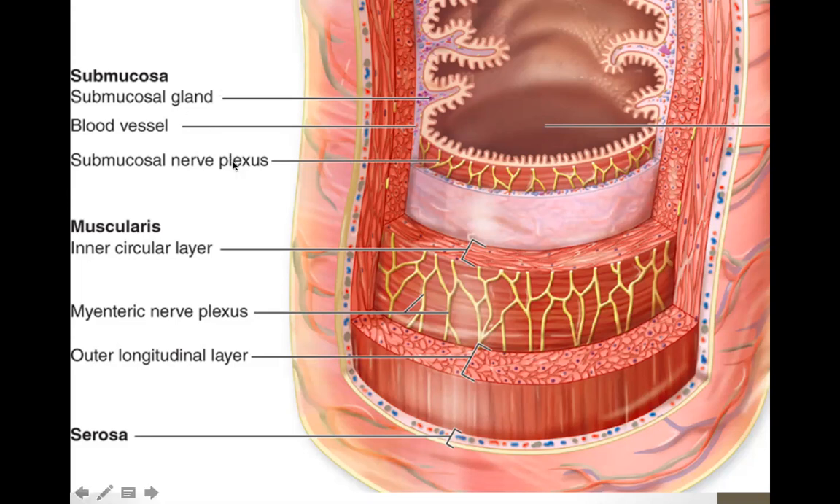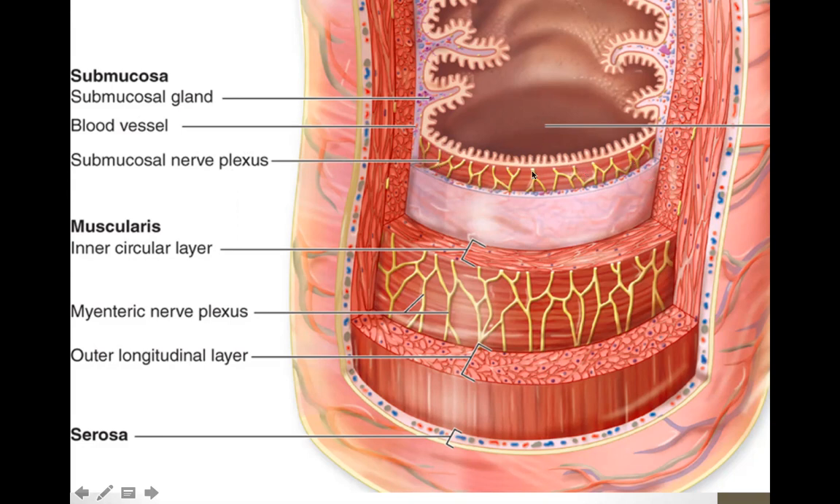Alright, so in the submucosa, there is this submucosal nerve plexuses. Nakita niyo yung yellow na yan? Para saan yan? This is for secretion. Okay? And these are what we call your Meissner's plexus.